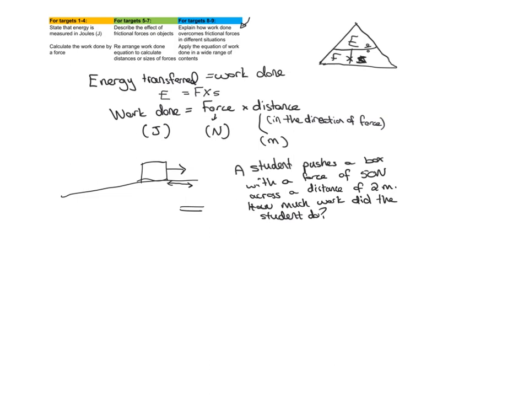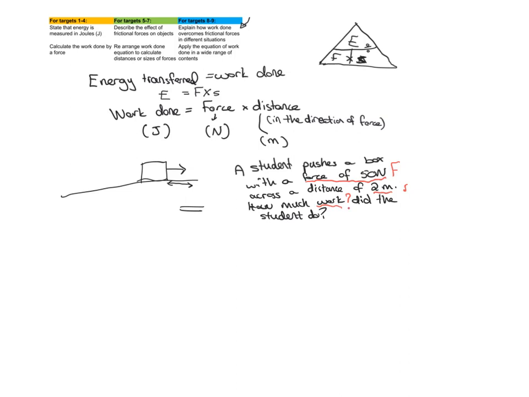The student pushes a box with a force of 50 newtons. So he's pushing it, that means he's applying a force of 50 newtons. That's my force, and it's in newtons, so I don't need to change the units. Across a distance of 2 meters. That's my distance, which I don't need to change because it's in meters as well. How much work did the student do? I need to calculate how much work he's done. And I know that work is the same thing as energy transfer or work done. So this is what I'm calculating, so I'll put a question mark there.